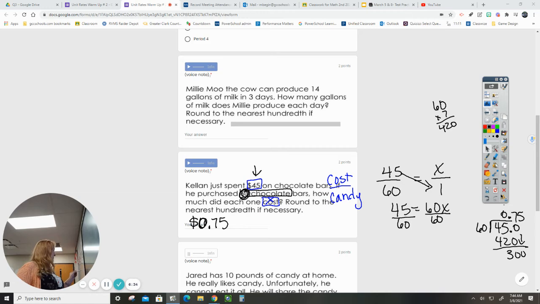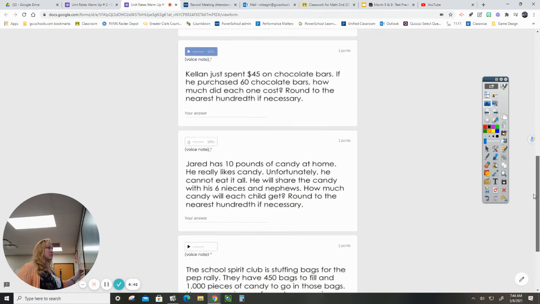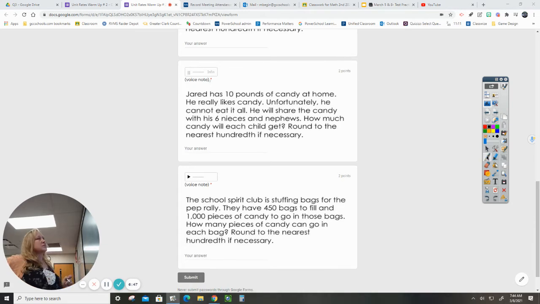Jared has 10 pounds of candy at home. He really likes candy. Unfortunately, he cannot eat it all. He will share the candy with his 6 nieces and nephews. How much candy will each child get? Round to the nearest hundredth if necessary.